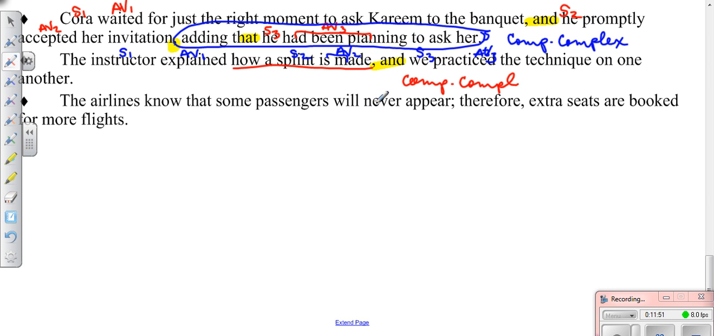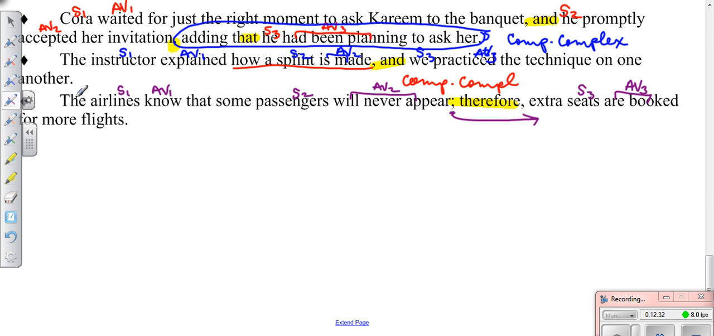Airlines know that some passengers will never appear. Therefore, extra seats are booked for more flights. So, action verb, airlines know. Will appear, there's another set of action verbs. Who or what will appear? Passengers will appear. Are booked is an action verb. Who or what are booked? Seats are booked. Well, this tells me that I have an independent clause following. The semicolon tells me I have an independent clause. Extra seats are booked for more flights.